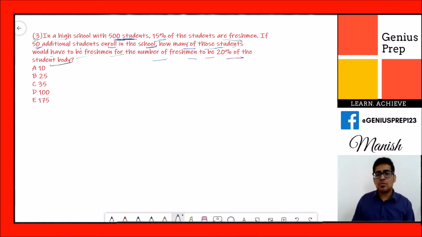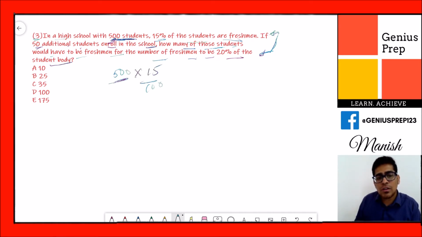So you see that when you see this question, it looks so hard, so complicated, that you wonder what exactly it's saying. But actually it is not saying very much. Why? Because first it is saying the whole, 500 students, is there. You have to find out 15%. So you solve this, you find out what is 15% of 500. 75. Okay, so out of 500, 75 students are freshmen.